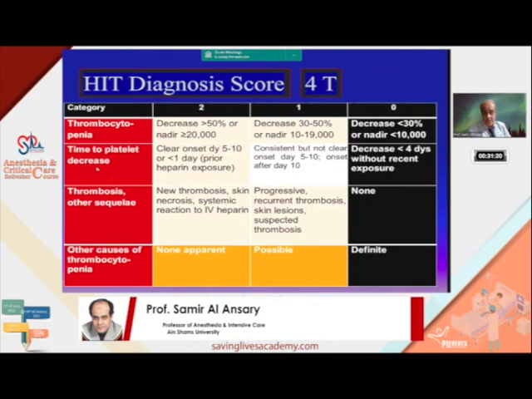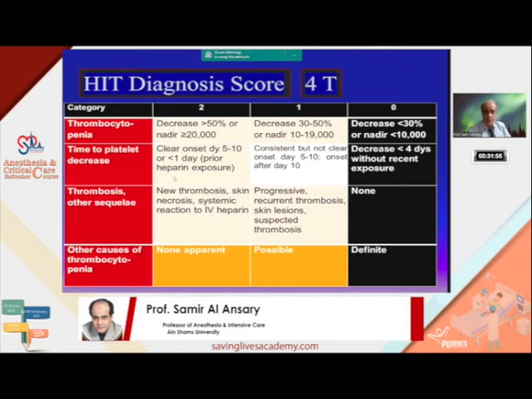Also, the timing of platelet decrease. Usually it decreases from the 5th to 10th day of administration of heparin. But suppose your patient took heparin before, it will appear in less than 1 day after exposure to heparin, and take 2 points. If the duration is outside this, it will take 1, and so on. If thrombosis is present, it will also take 2.